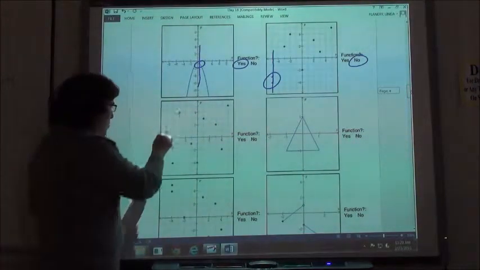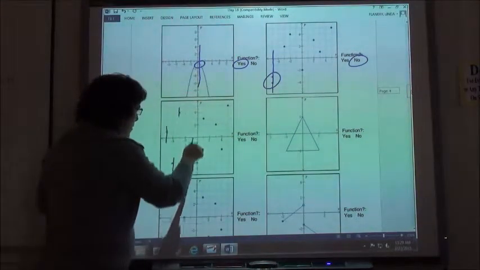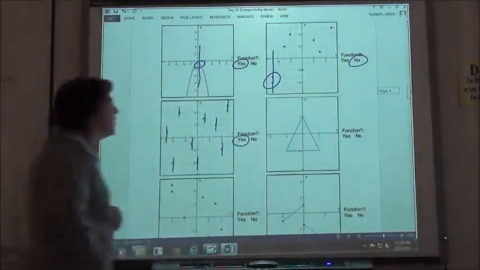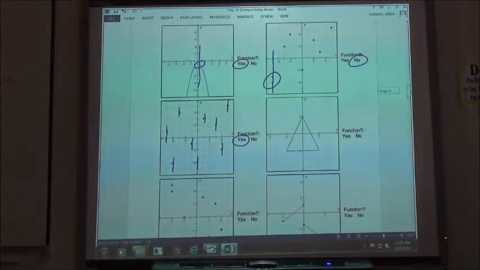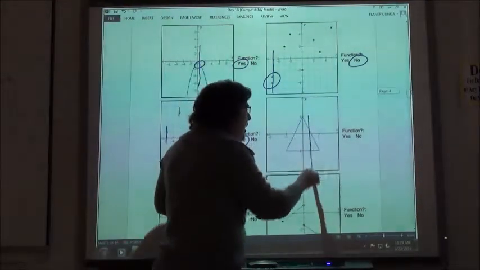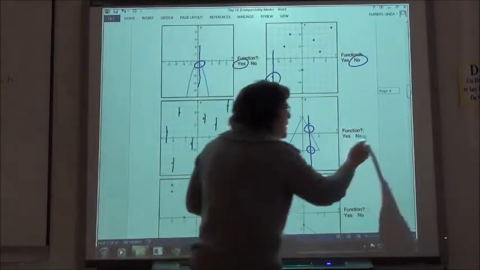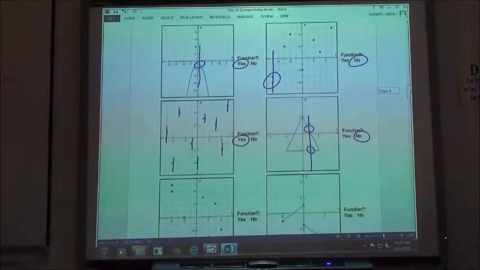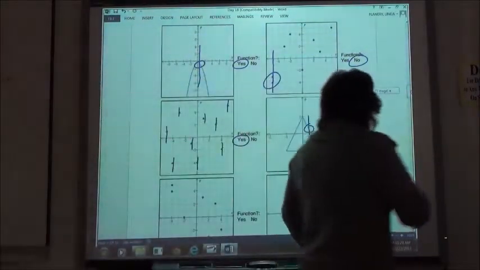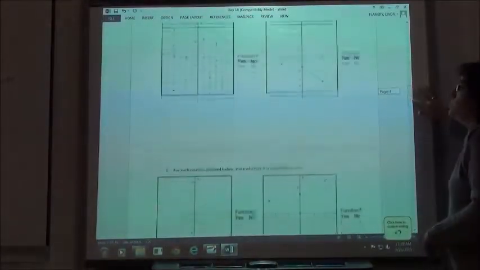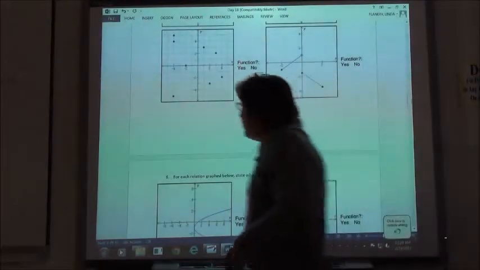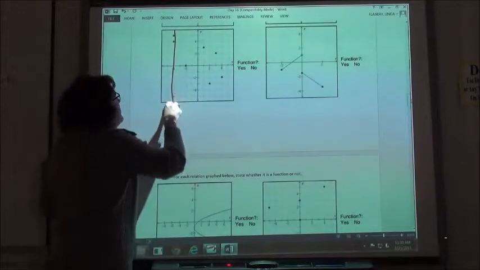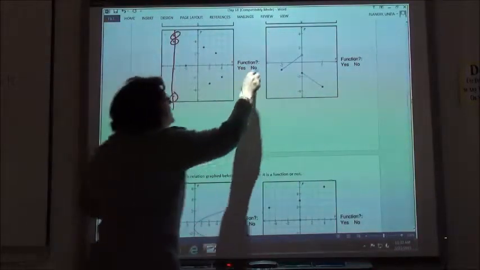Here, if I look, everywhere only touches once. Yes, it is a function. Here, if I draw my vertical line, I'm going to hit it 2 times. Not going to be a function. On this one, looking right here, if I draw my vertical line, I'm touching 1, 2, 3 places, not going to be a function.